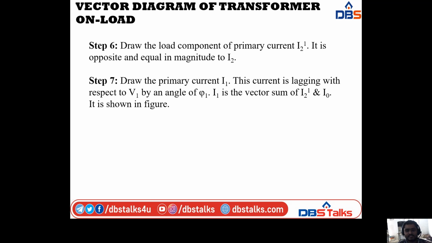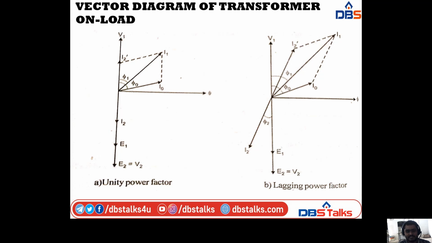Okay. And next, coming to the seventh step, in this one I am drawing the primary current I1. This current is lagging with respect to V1 by an angle phi 1, in all the cases. And I1 is the vector sum of I2 dash and I0. So if you observe this one, you will understand.